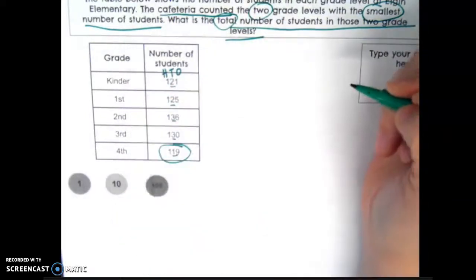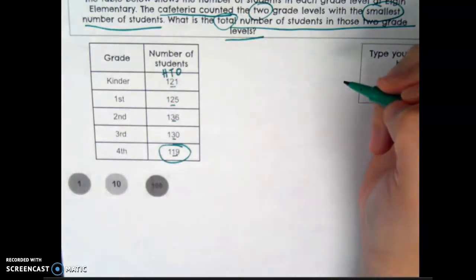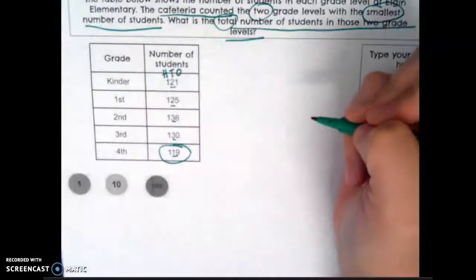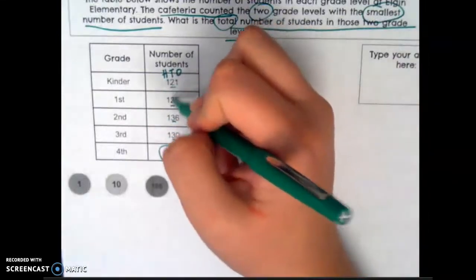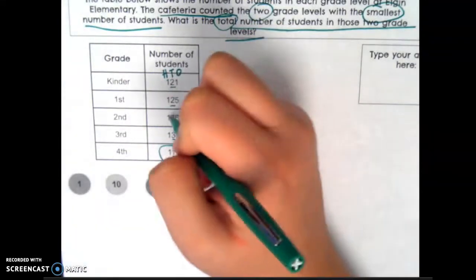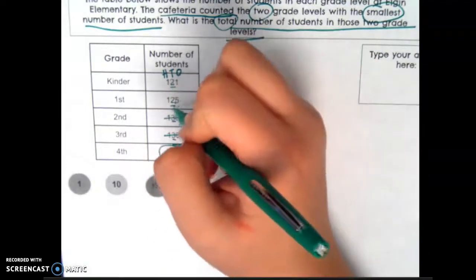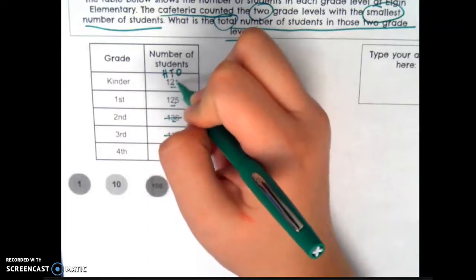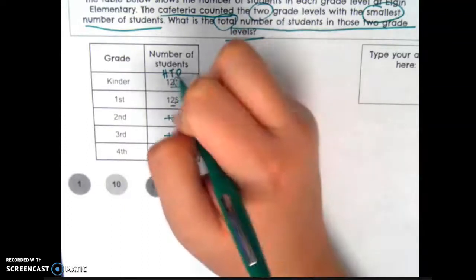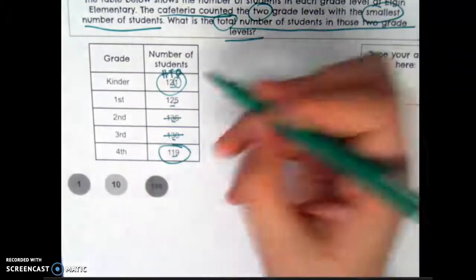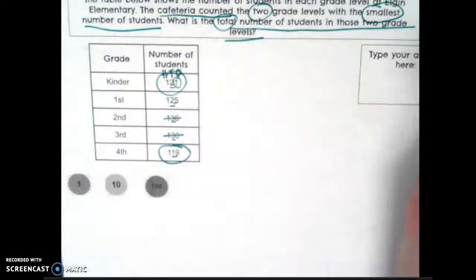The 1 is going to be my smallest, but I'm still looking for one more. I'm looking for the next smallest. So I have a 2, a 2, a 3, and a 3. Well, my 3s can get ruled out because they're bigger than 2. So I have a 2 and a 2, so 20, 20. And then I'm going to look at my 1's place. I have a 1 and a 5. 1 is smaller than 5. So the 2 smallest numbers are 121 and 119.